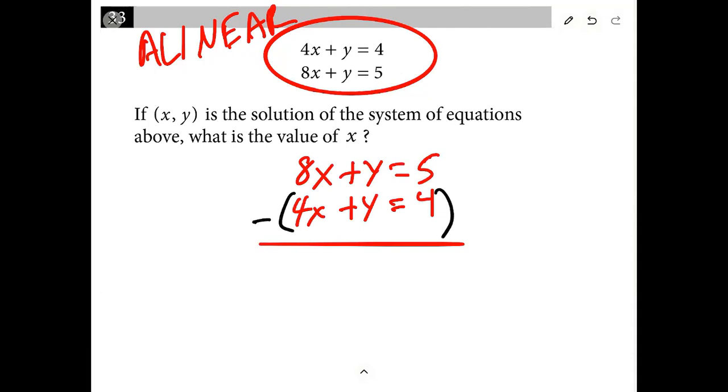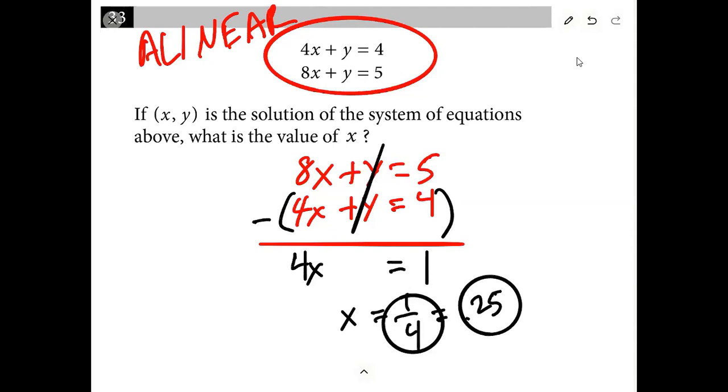So I got 8x minus 4x is going to be 4x. And then I've got y minus y, so these are going to cancel out. That's why I'm doing this. And then I've got 5 minus 4, so this is going to be 1. So once I get here, that means that my answer is going to be x equals 1/4 or 0.25. So you can grid in 1/4 or you can grid in 0.25. Either one of those will work. You're done with this question. Now I'm going to show you how I would use my calculator and solve the exact same question.